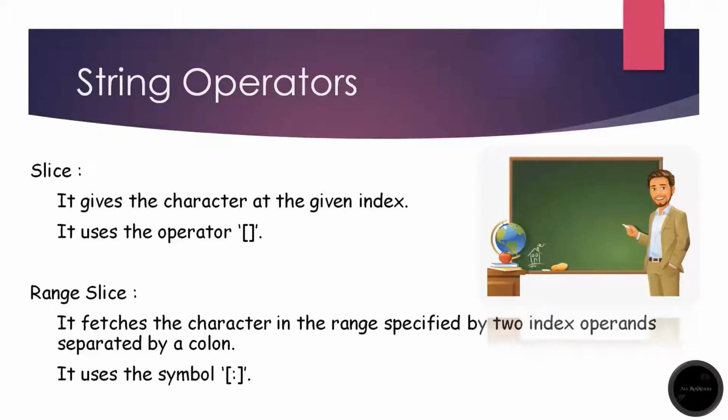For example, if you have a string with a total index of 9 and you want the whole string, then in the range slice you will write square brackets, starting with 0, then colon, up to 10, because it takes 10 minus 1, which is 9. That way, it will take the whole string.